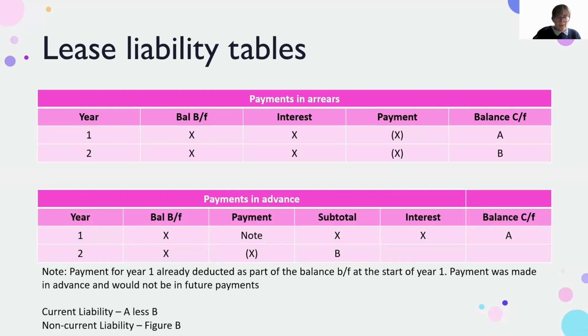So there is a little note in the payment section. Payment for year one is already going to be deducted as part of the balance brought forward at the start of year one. Payment was made in advance and would not be in future payments. So do just be careful that if you are making payments in advance when calculating the lease, that is always going to be zero in year one. You cannot make a future payment for a year that didn't exist.